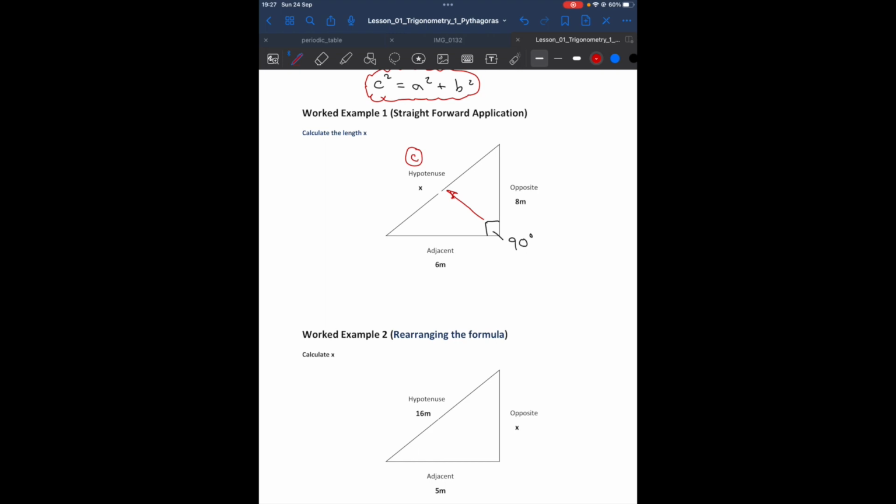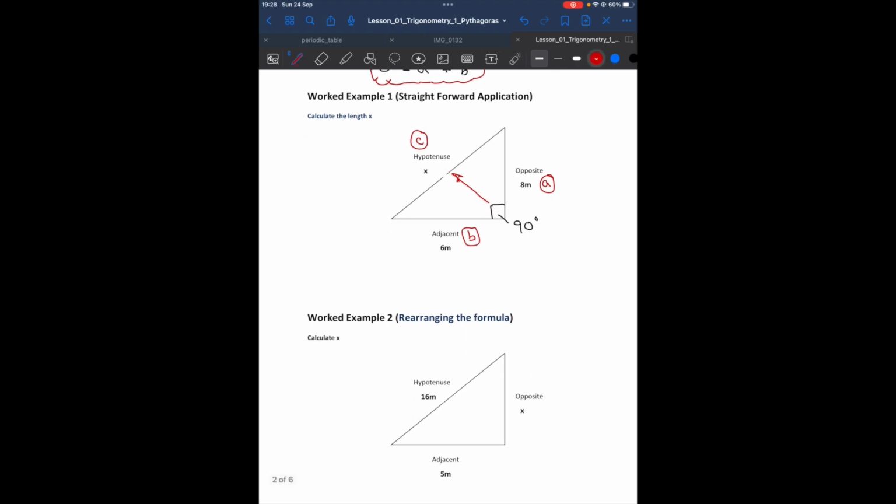It doesn't matter which two lengths we call a and b. So I'm going to call this length here, the 8 meters, a, and I'm going to call the other length, the adjacent side, b. But remember, it's completely arbitrary. We could interchange the a and the b. The most important thing is to get the hypotenuse, or the position of c, in the right place.